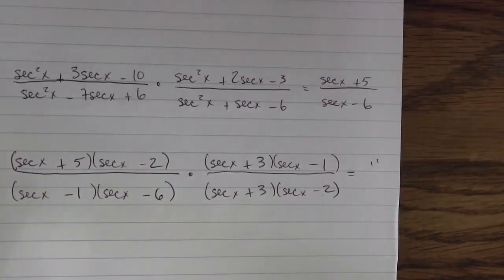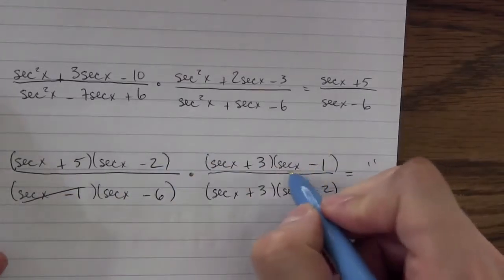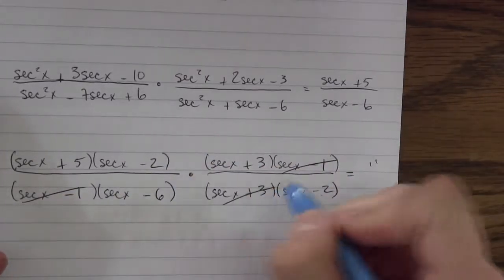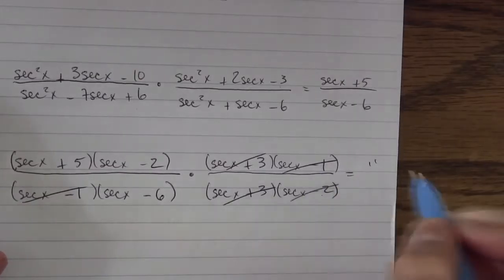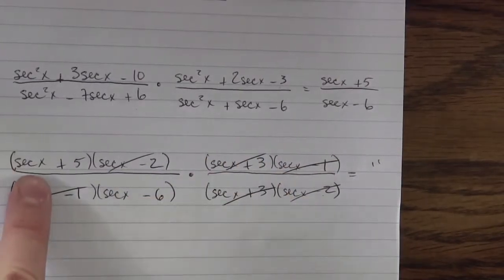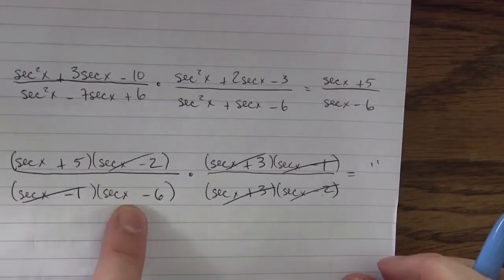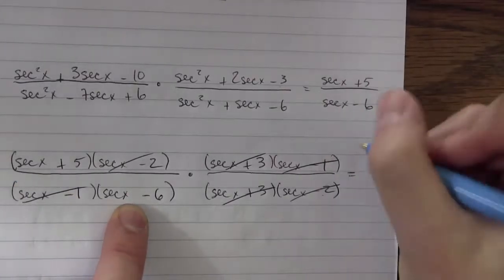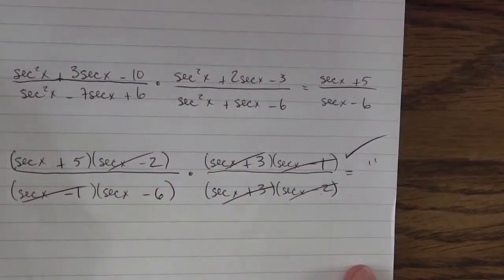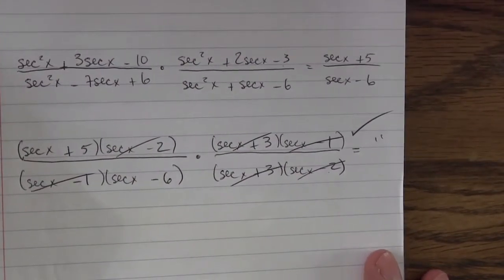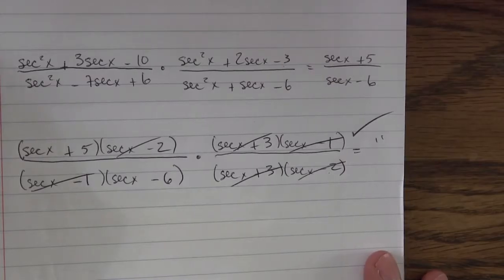So now we get to canceling stuff. So here's a secant x minus 1. There's a secant x plus 3. And there is a secant x minus 2. So that leaves us with secant x plus 5 over secant x minus 6, which is exactly what we were looking for. Boom. So stuff like this is kind of just, are you able to factor binomials quickly and effectively?